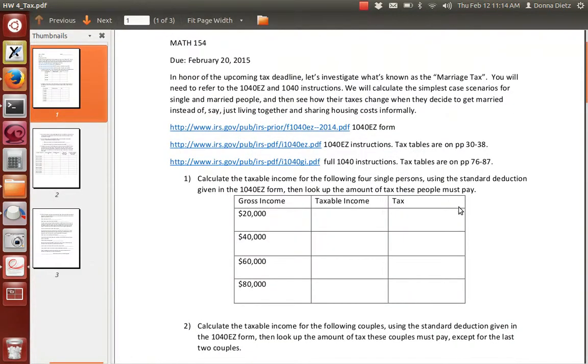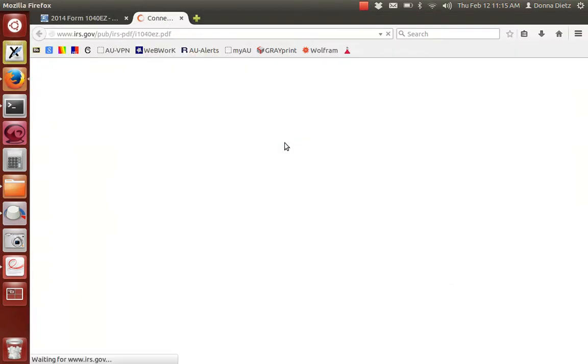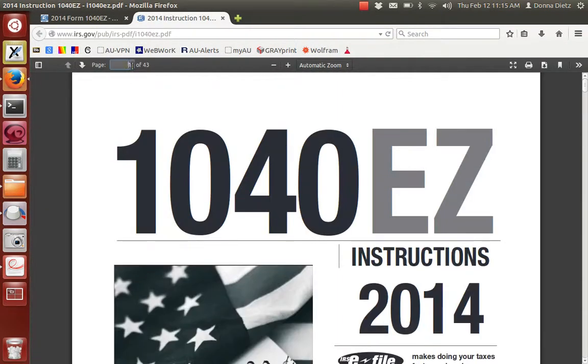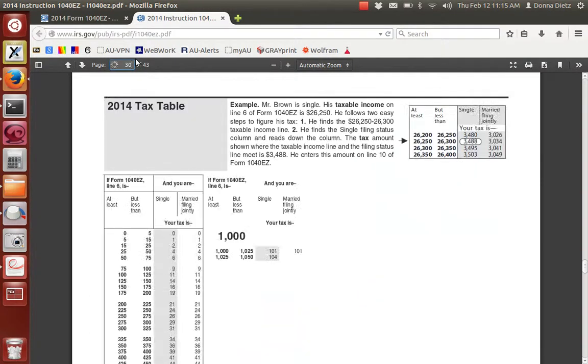We need to find the actual amount of tax. This is found in both of these following documents. There's the instructions for the 1040 EZ, and you can see it's a lot easier because the taxes come a lot sooner in the packet. But you could go to either one of these documents to calculate the tax from the tables. I'm going to use this one first and show you that. In the instructions for the EZ, we're going to go to page 30 and look for the tax table. There we are.